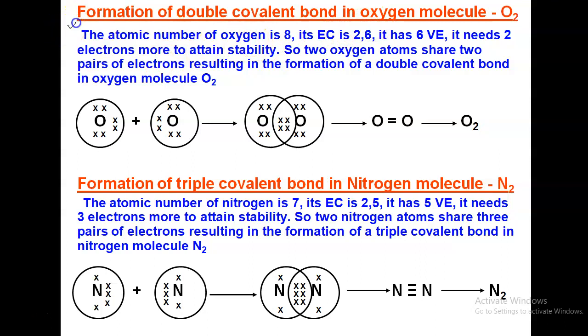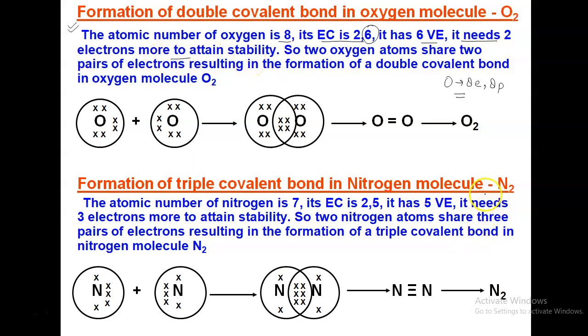Now, formation of double covalent bond in oxygen molecule O2. This is a good example. O has 8 electrons and 8 protons. Now we are going to study oxygen. The atomic number of oxygen is 8, electronic configuration 2 and 6. It has 6 valence electrons. You know what valence electrons are? The electrons present in the outermost shell are called valence electrons. It needs 2 more electrons to gain stability.